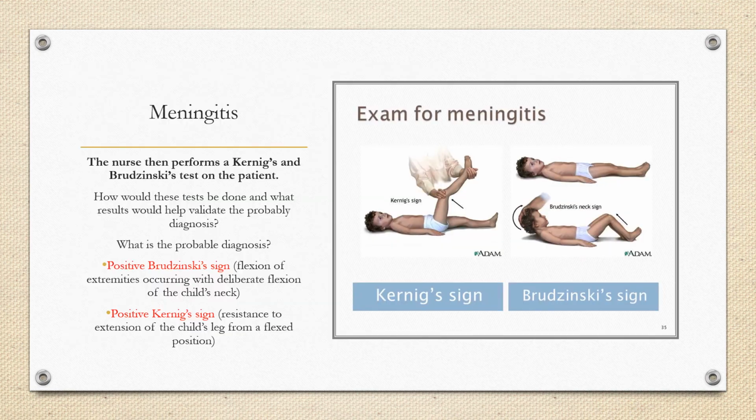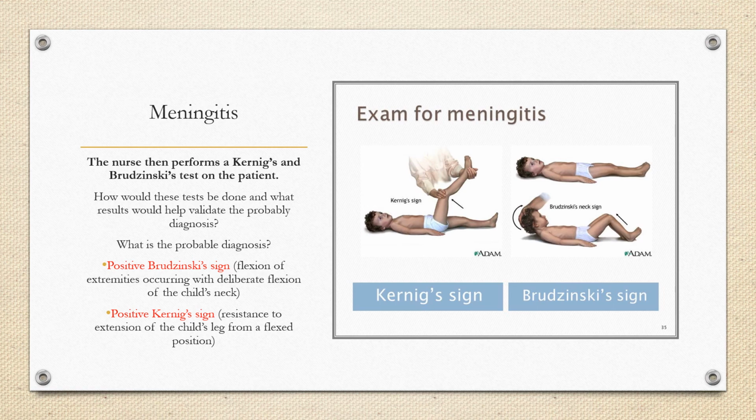So meningitis, again, we're talking about our positive Kernig's and Brudzinski signs on the patient. So how would these tests be done and what results would help validate the probable diagnosis? So what is the probable diagnosis? We talked about that, meningococcal meningitis. So we've got a picture here illustrating Kernig's sign and Brudzinski sign.